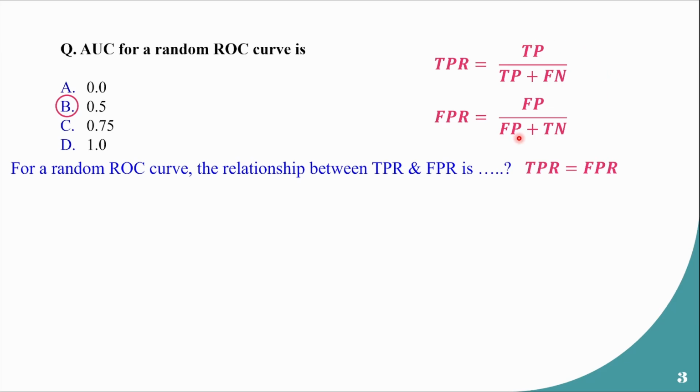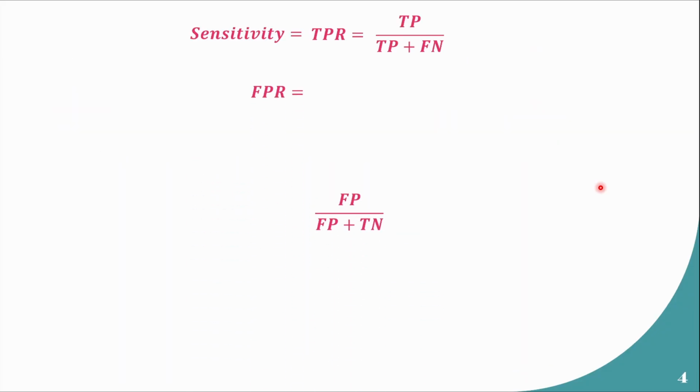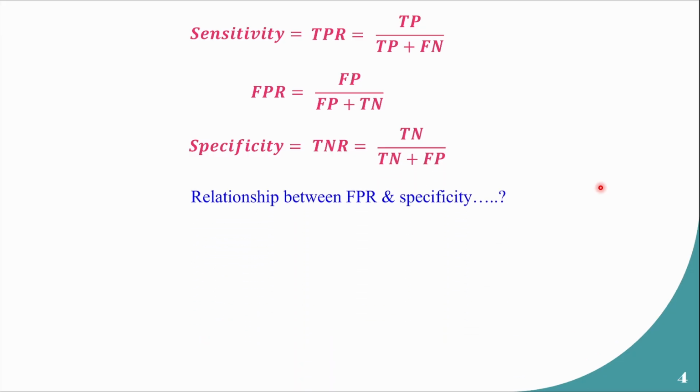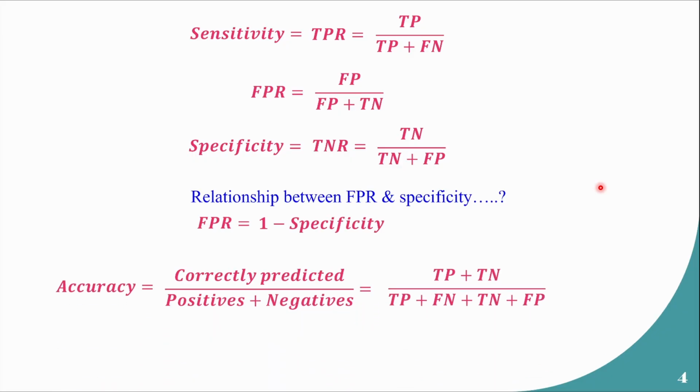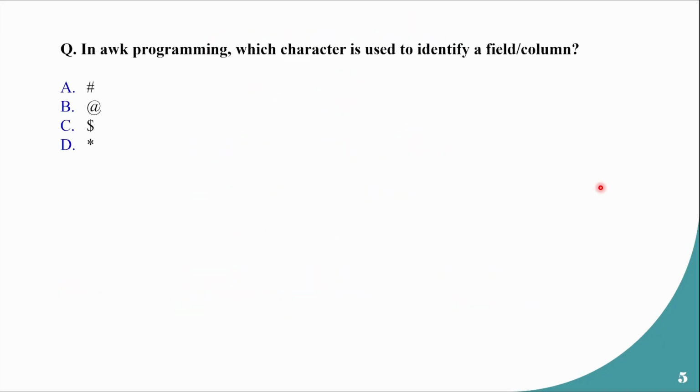We talked about how we can evaluate performance through the ROC curve. For example, where the true positive rate equals the false positive rate, that is a random prediction. Then we also learned about the different metrics that are commonly used. For example, sensitivity, which is the true positive rate, specificity, which is the true negative rate, and the false positive rate, which can be indicated by 1 minus specificity. And then accuracy is the correctly predicted values divided by all of the positives and negatives present in the data.